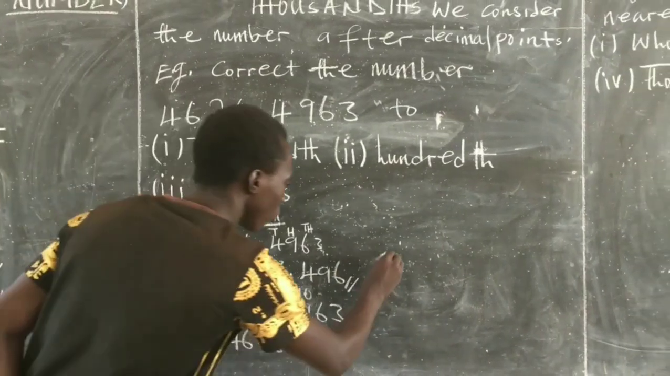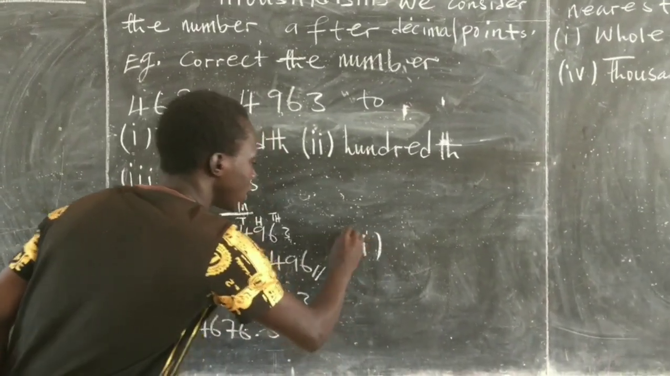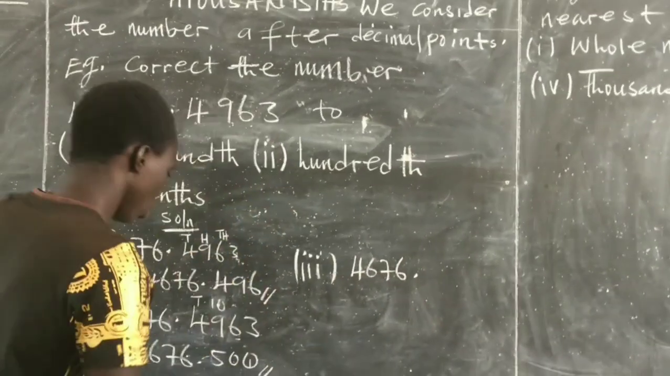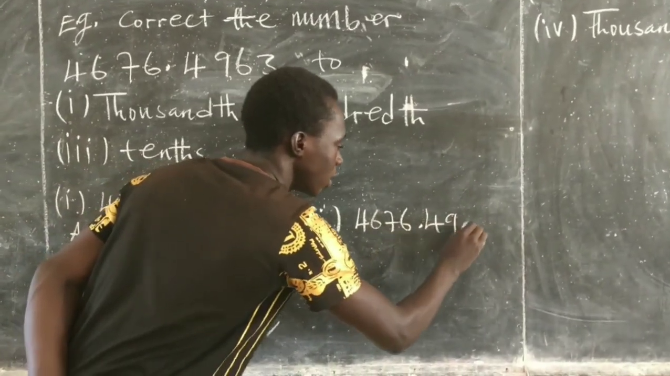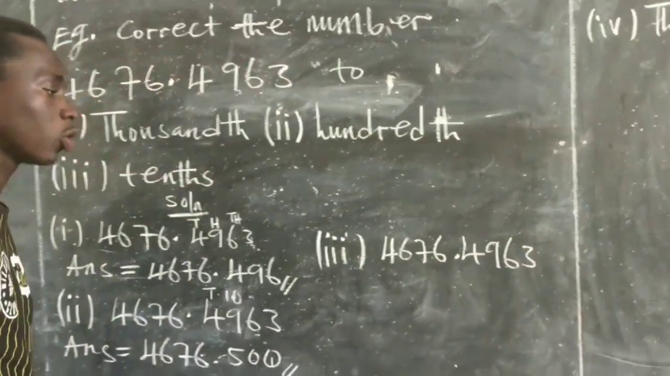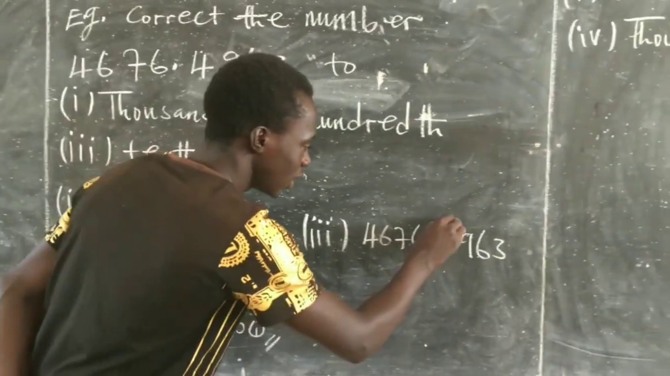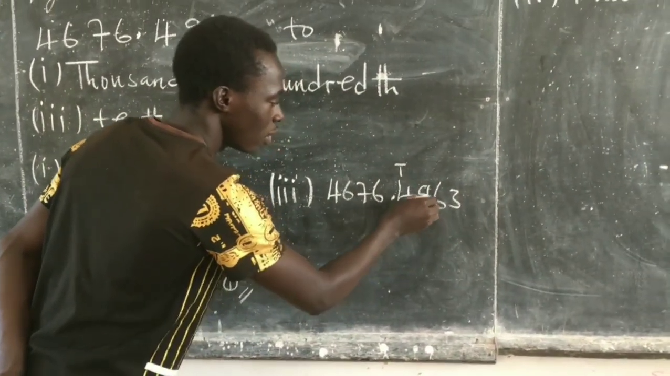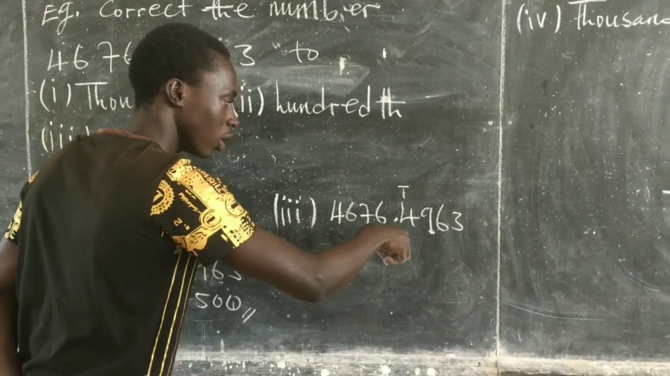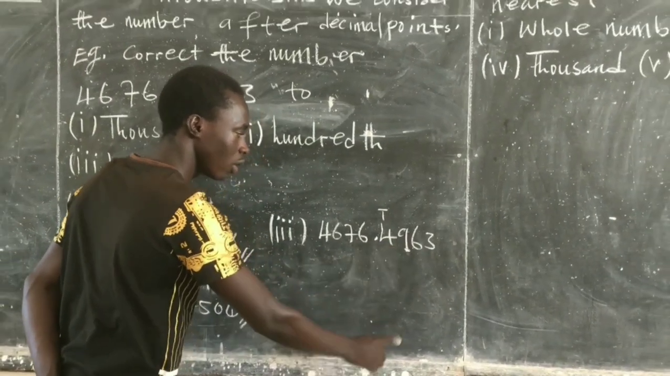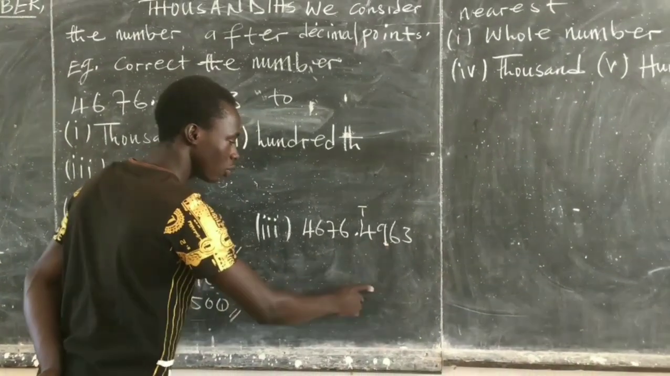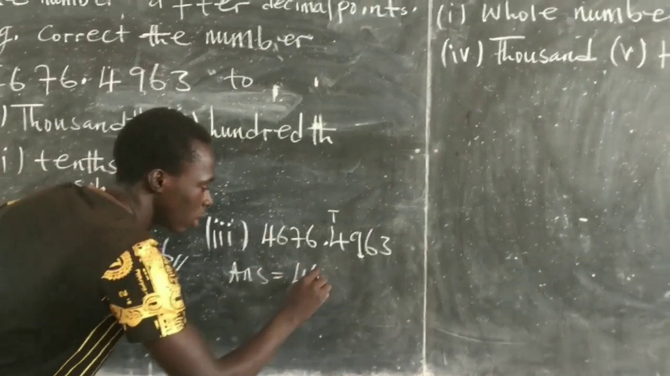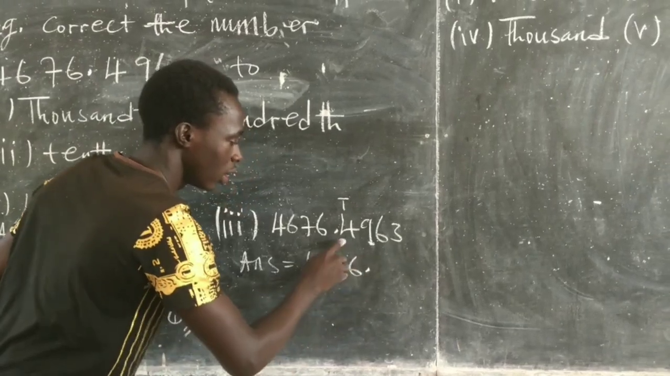So the next number, Roman figure 3, is the same number, 4676.4963, to the 10th. This is the 10th. The next number is 9. It is greater than 5. We have to take 1 from it and add it to this one. Then this 9 will become 0 now. And this 9 also will become 0. So the final answer for this one will be 4676. This will become 5.